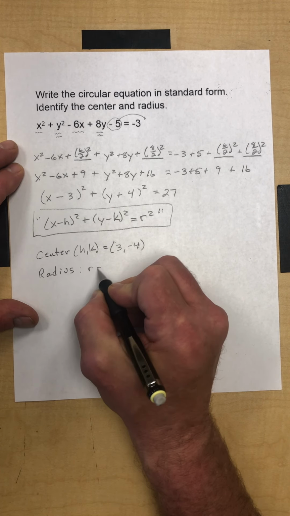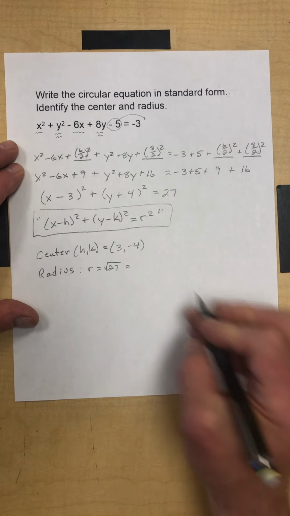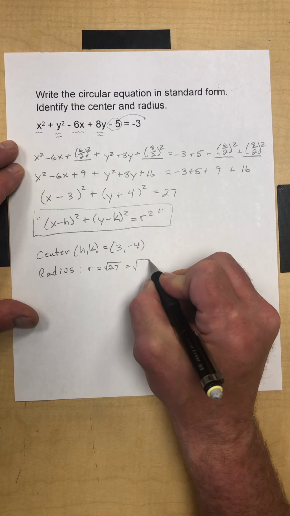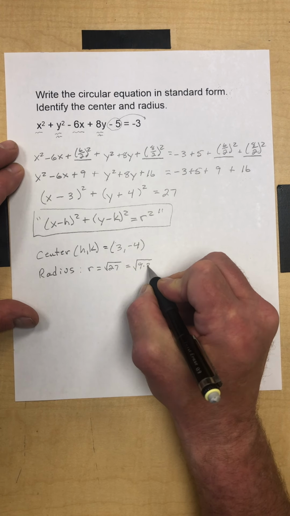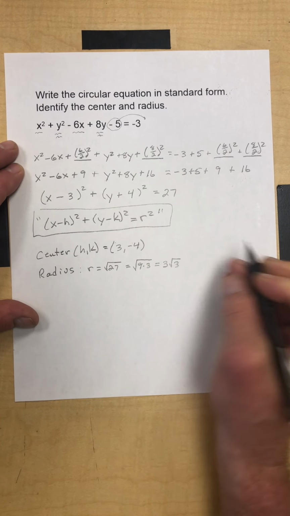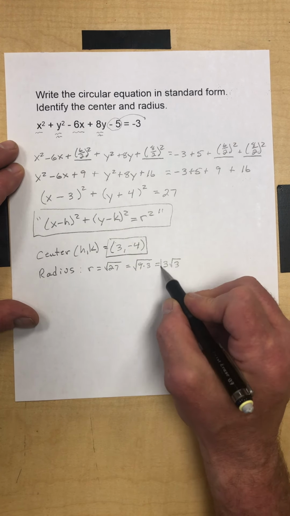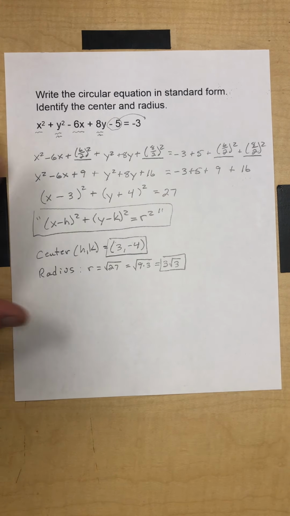So my radius is the square root of 27, and that is not in simplest radical form. We have a factor of 9 in there. That's 9 times 3, so I would get 3 radical 3 for my radius. So I have my center here, and I have my radius here, and we're good to go. Okay, let's try another one of those.